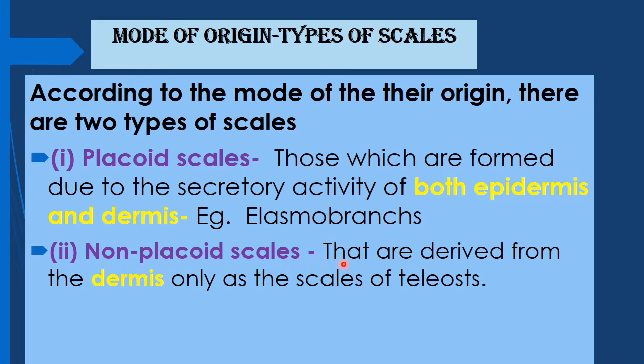Non-placoid scales are derived from the dermis only, as in the scales of teleost fishes. Only in teleost fishes can we see this type of scales. So in elasmobranch fishes we see the placoid scales, which are derived from both epidermis and dermis, whereas non-placoid scales are mainly derived from the dermis and are seen in teleost fishes. So these are the types of scales based on mode of origin.